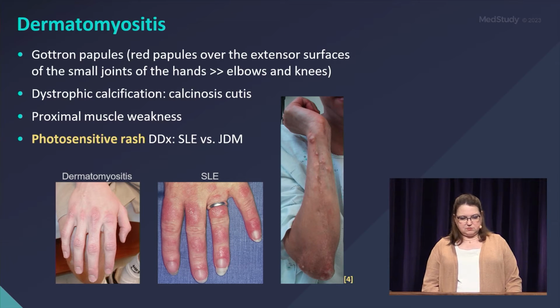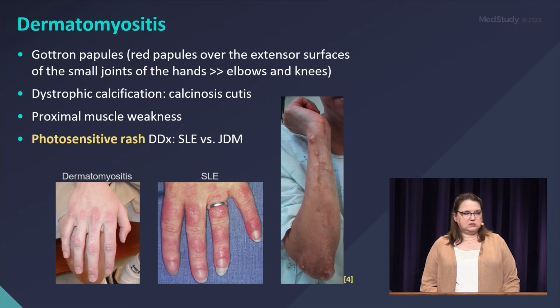Gottron's papules. So, the rash in dermatomyositis is over the knuckles. The photosensitive rash in lupus spares the knuckles. So both of these have rashes on the hands, but they're very different. You can see cutaneous nodules. Usually this is very latent disease or is a sign that they've had disease previously and gone into remission spontaneously.